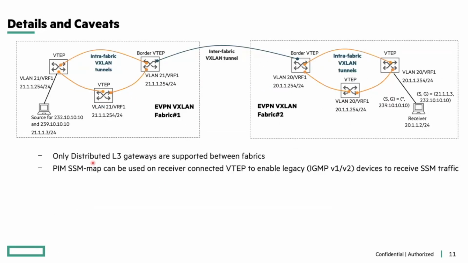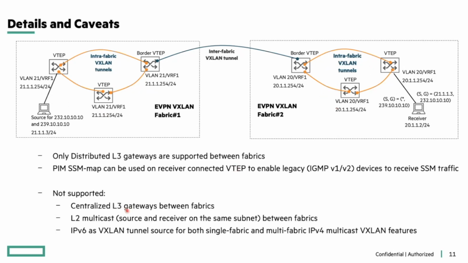So only distributed layer 3 gateways are supported between fabrics. So you can't use a centralized gateway. That's not supported. So you can have an SVI on multiple VTAPs with the same default gateway. That's what I mean by distributed layer 3 gateways. The 21 subnet, the gateway can exist in Fabric 1. The 20 subnet default gateway can exist in Fabric 2.